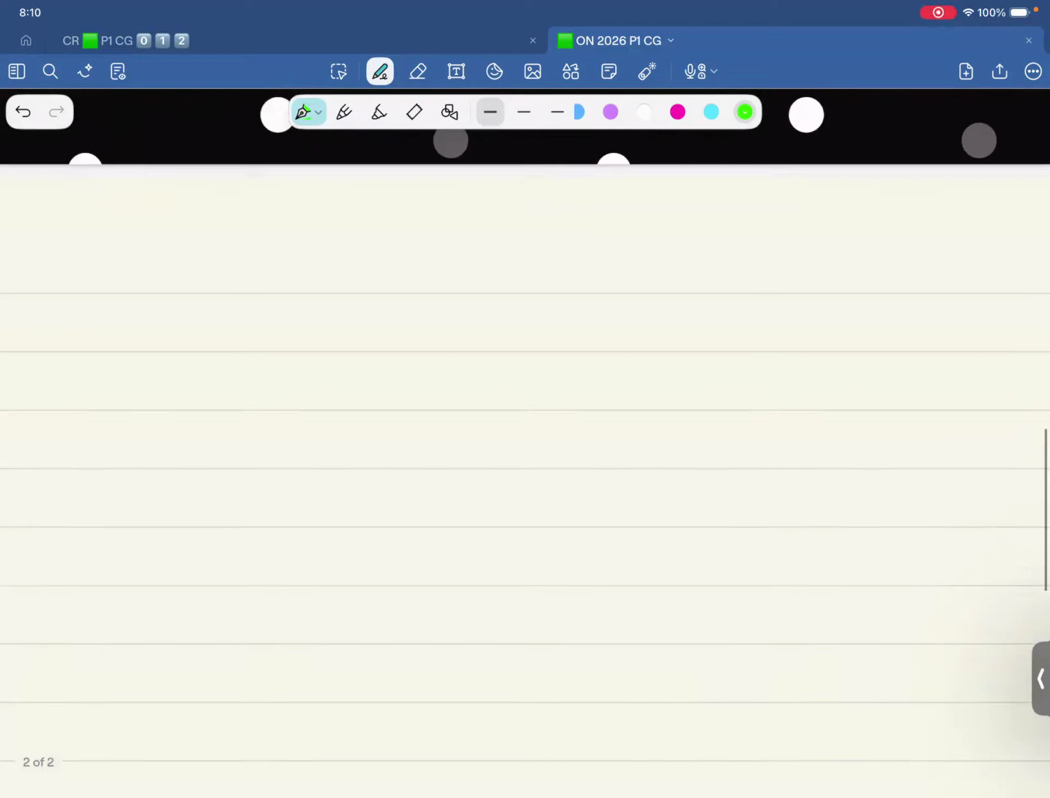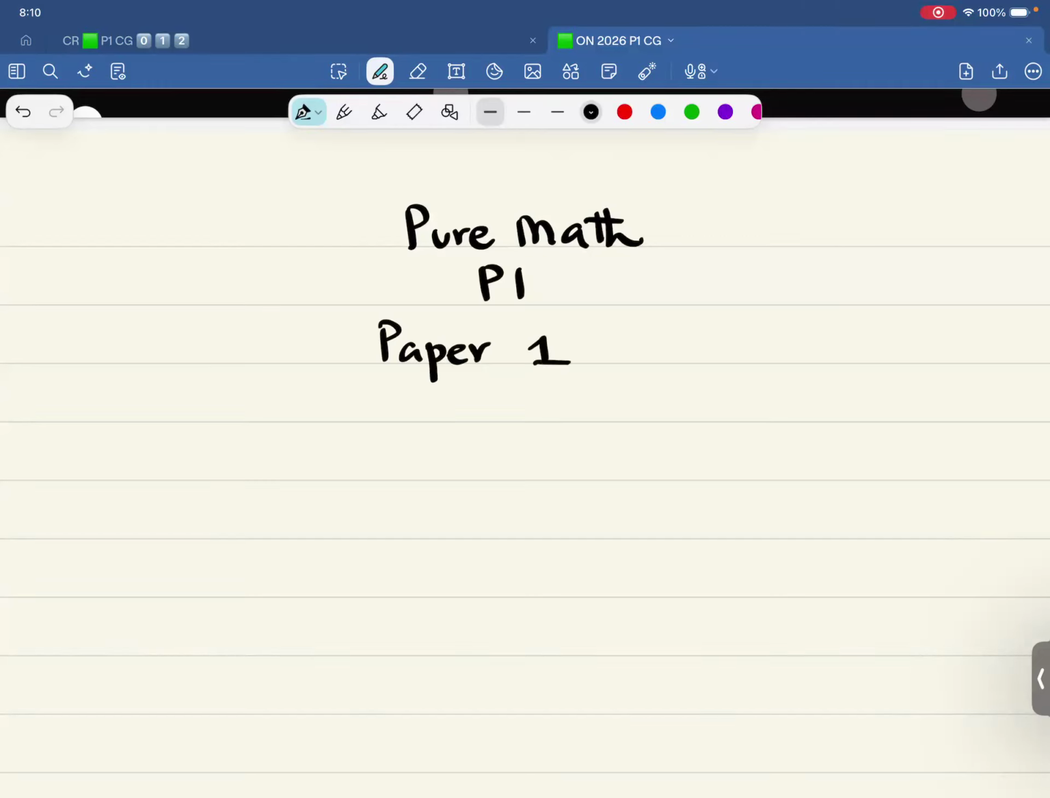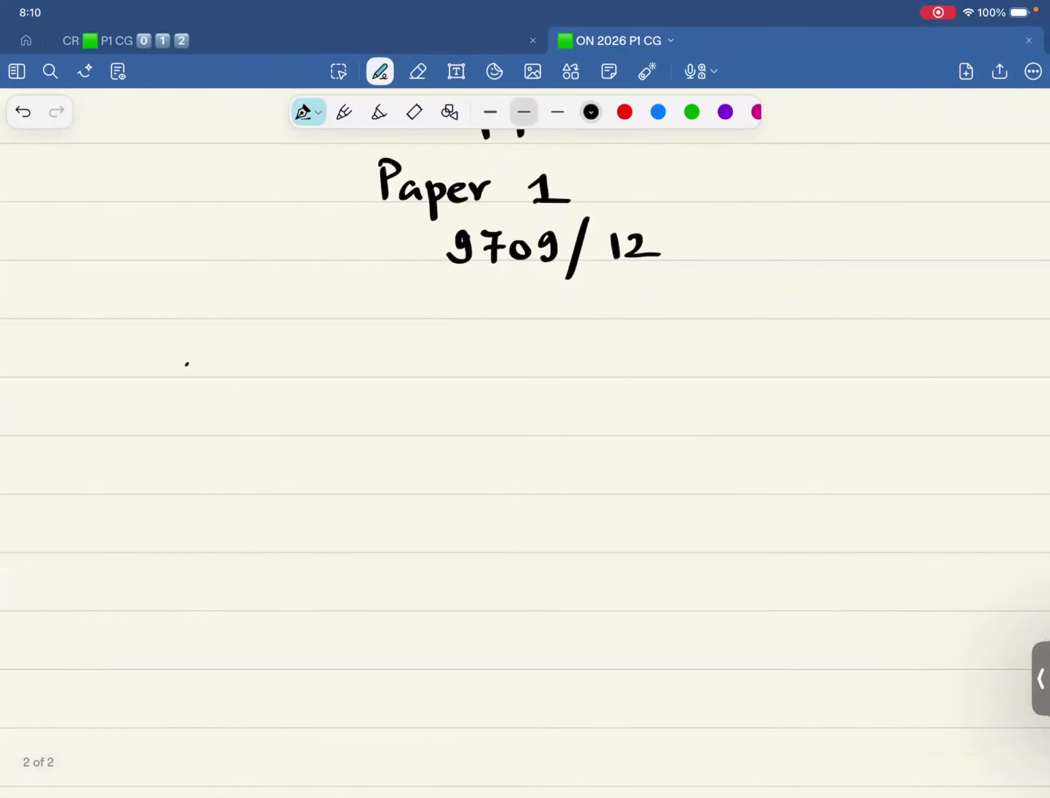So now let's talk about this thing. What is pure maths? What is mechanics? And so on. So pure maths, this is like an algebra-based thing. This is pure maths, P1. This is paper 1. And the syllabus code is 9709, and the variant that we give is 12. Now, there are 8 topics in this one.